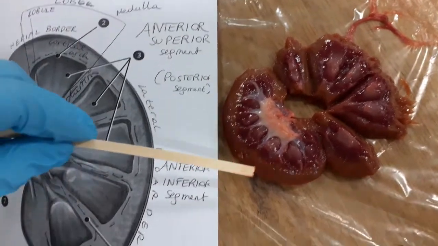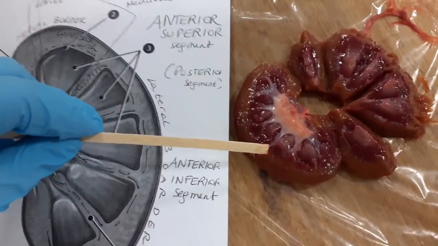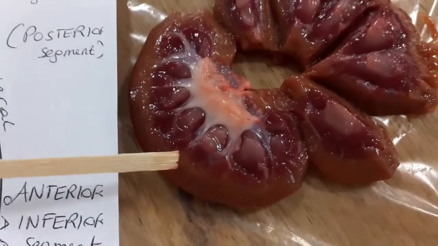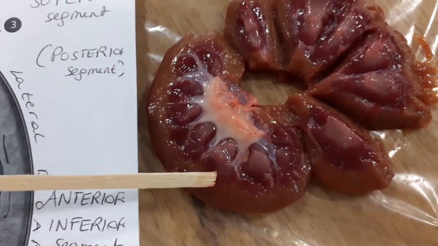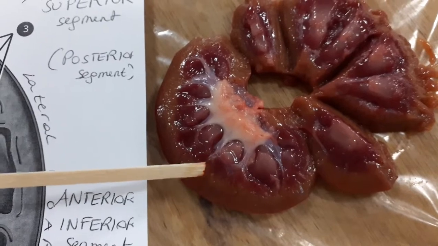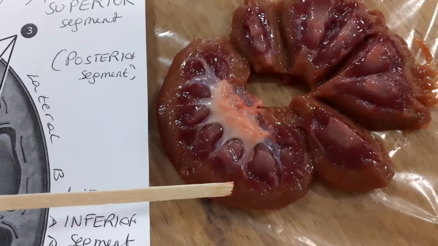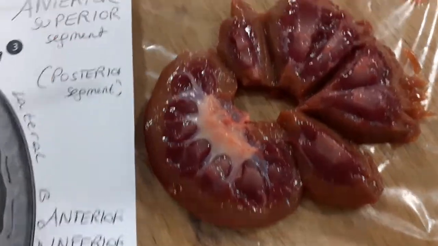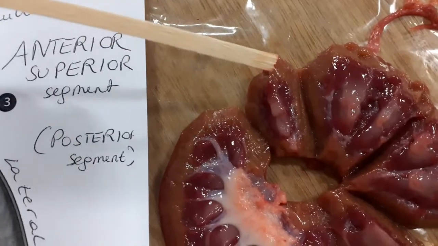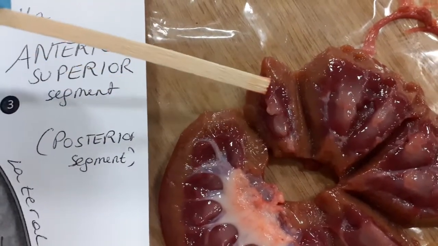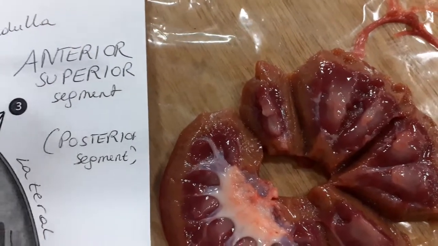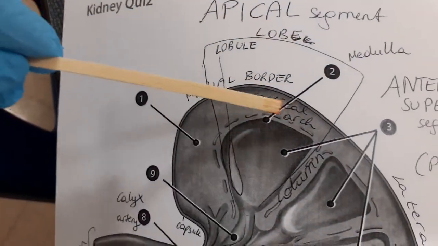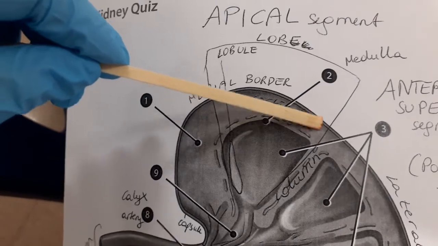We also have the cortical arch. The cortical arch is exactly above the pyramid, that part of the cortex. So if we look here, because we have got the pyramid here, that thing on top here would be the cortical arch. As you can see here, that's that section here.